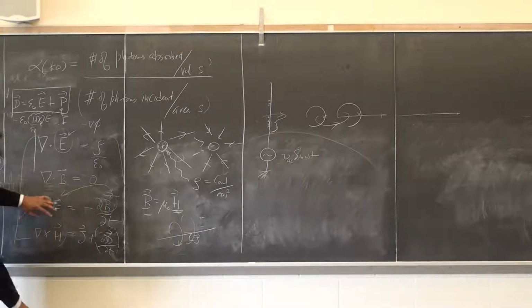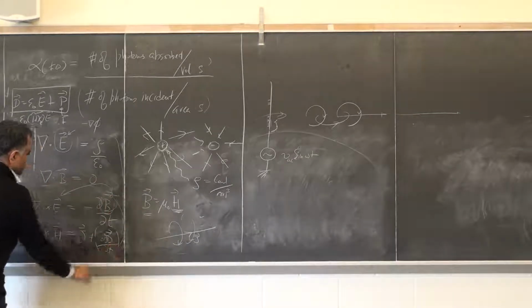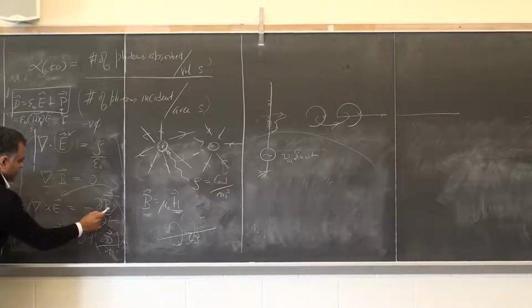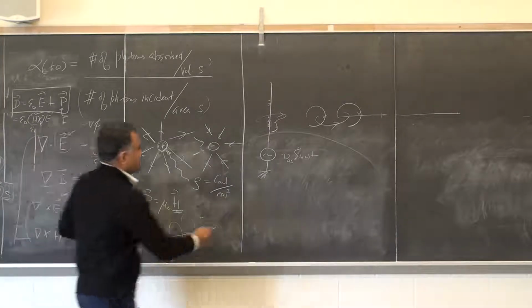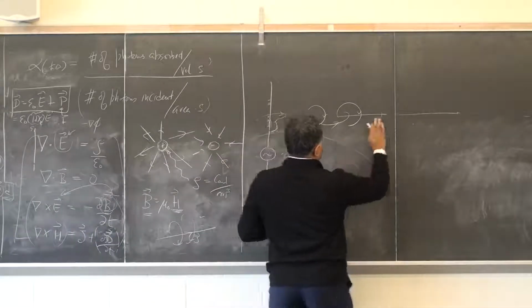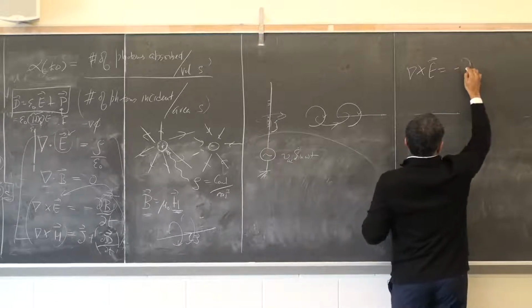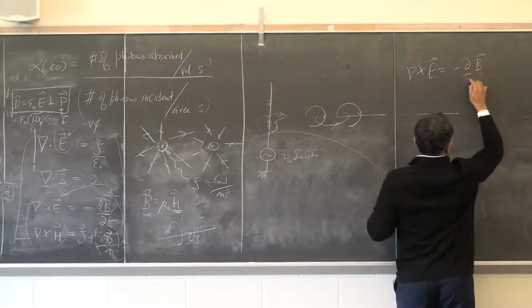So let's look at these two equations, right? I don't know whether I should try to derive it. Basically, you see that the curl of the electric field is minus dB over dt, right?